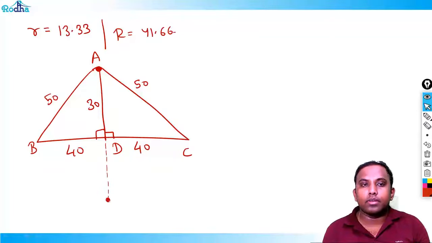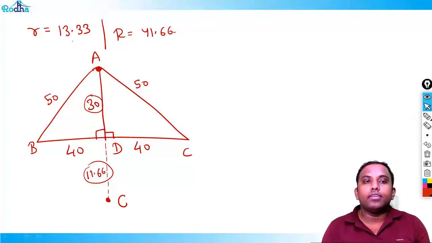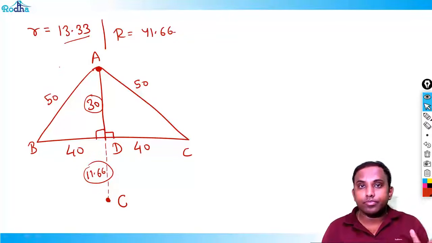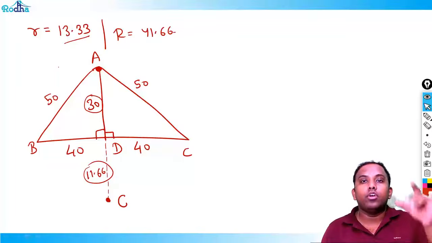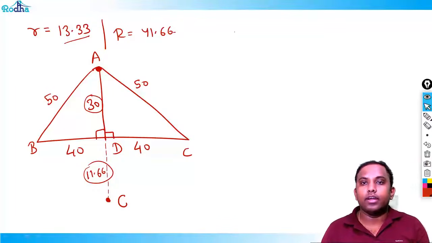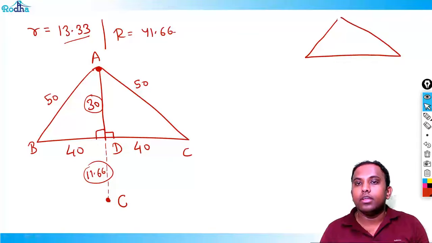Let's say this is the circumcenter C, and this length is 30 plus 11.66 to make it 41.66. Correct. What is the inradius? The inradius is 13.33 here. From the incenter, it is the distance of the perpendicular drawn on that side. If you remember, this is the incircle, this is the incenter, and the length of this perpendicular drawn is the inradius.